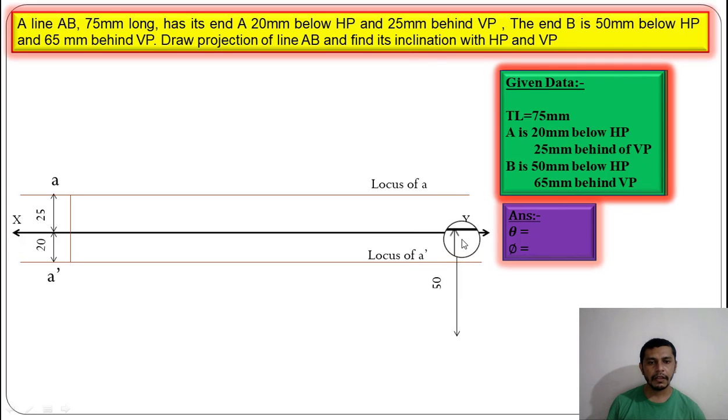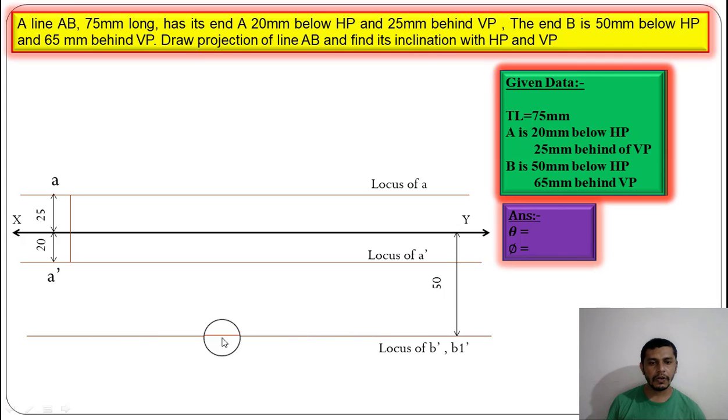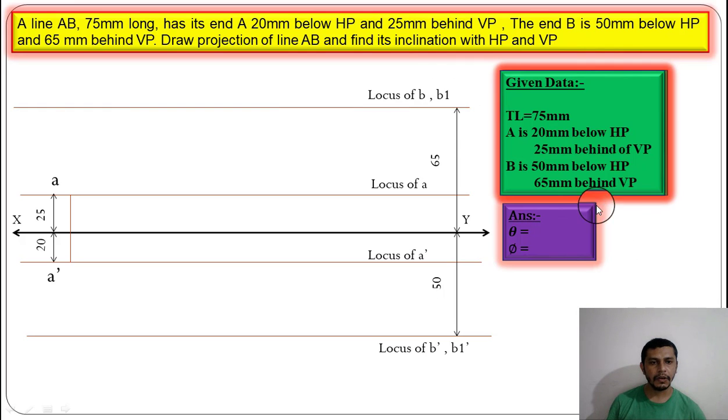So below 50 mm of XY reference line, draw locus of B dash, because we will get the elevation of point B 50 mm below the XY reference line. Measure 65 mm from XY reference line and draw locus of B, because B is 65 mm behind VP. So we will get the plan of point B on this locus. But right now we don't mark B dash and B directly on this locus because we don't have the distance of end projectors. So now we have only the true length.